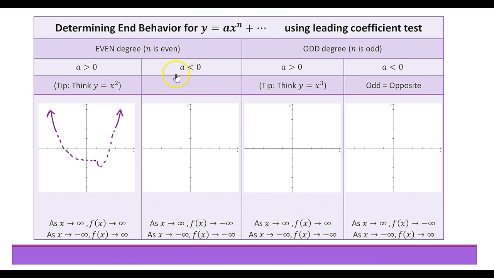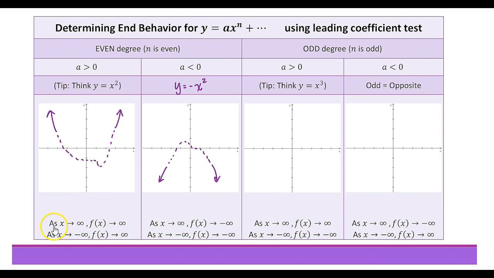Now if I have a negative leading coefficient, then I would think about instead y = -x squared. And a negative in front of a function reflects over the x-axis, so both sides would be pointing down in terms of end behavior. The left side points down and the right side points down. And again, we don't know what happens in the middle.